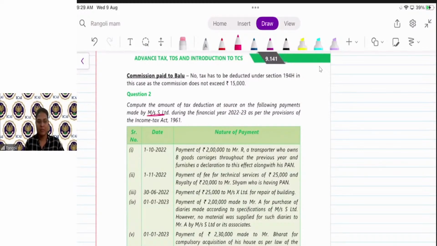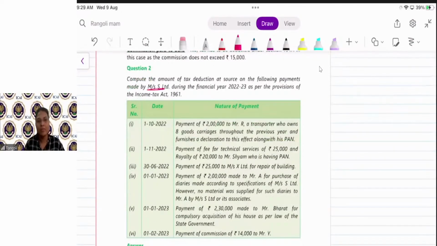As per the provisions of the Income Tax Act, on 1/10/22, payment of 2 lakh to Mr. R, a transporter who owns 8 goods carriages throughout the year, and furnishes a declaration to this effect along with his PAN. Now here, an exception is given under section 194C: if a person is carrying less than 10 goods vehicles and furnishes a declaration, then TDS is not required to be deducted under section 194C. Yes or no? So in the first case, no TDS is required to be deducted.